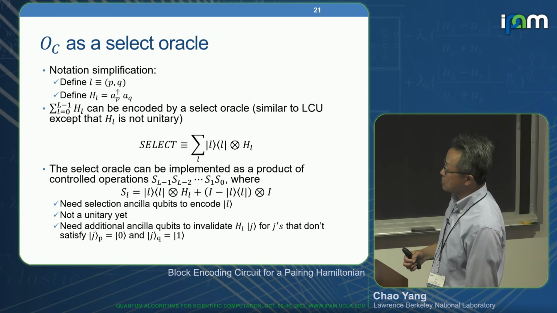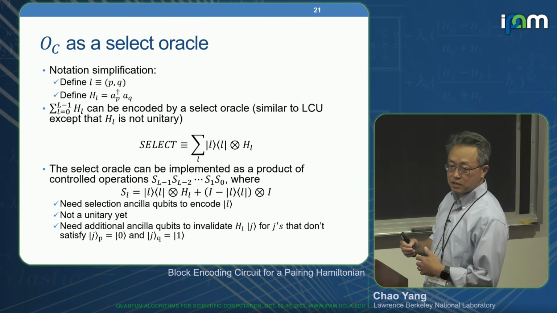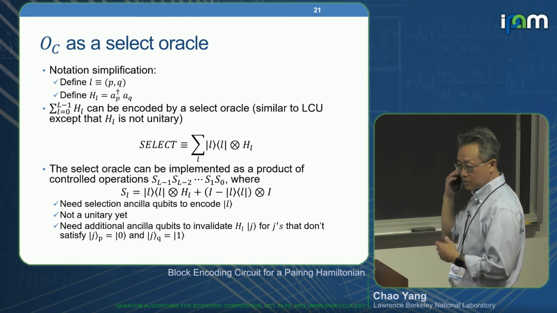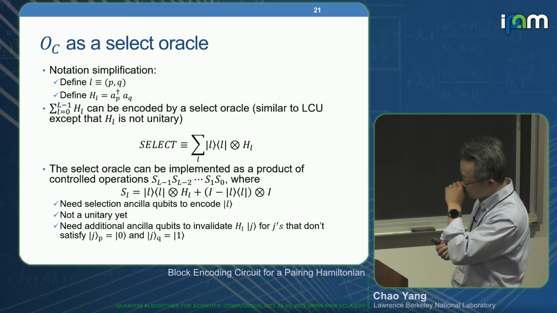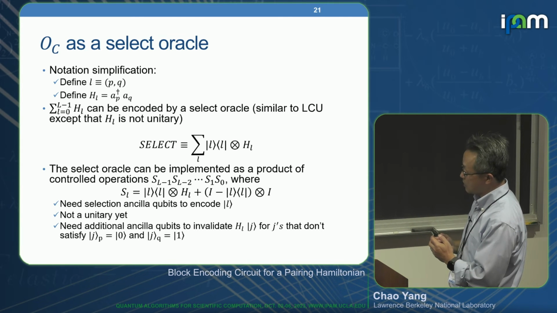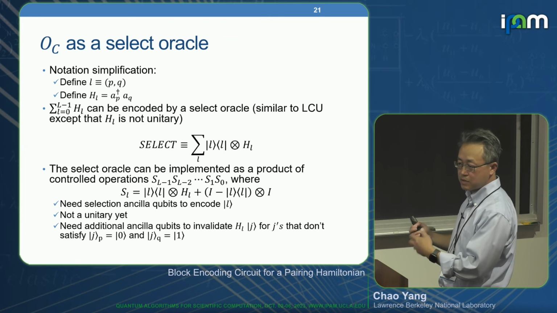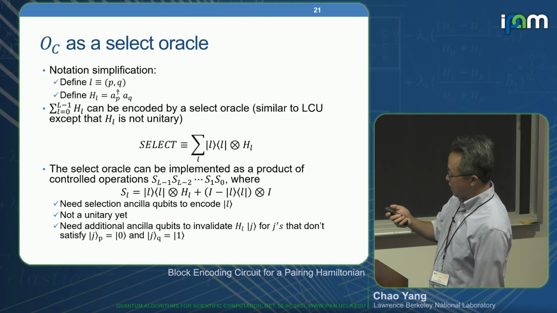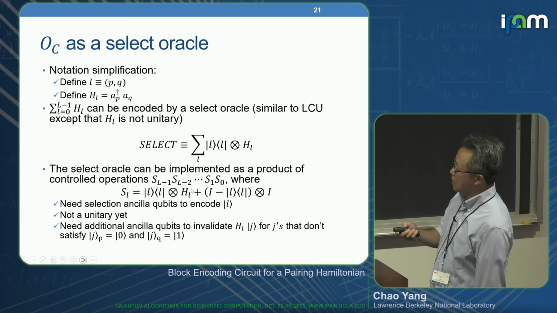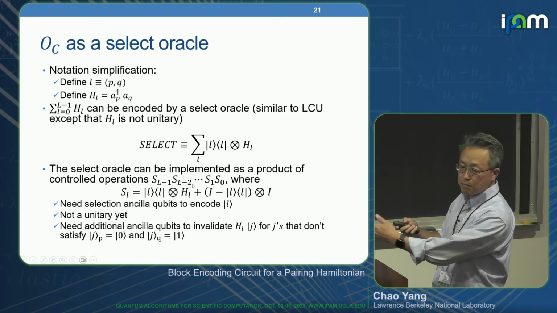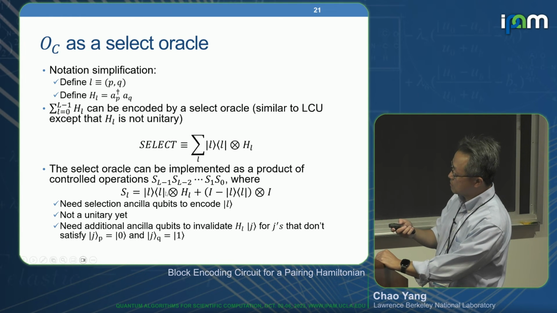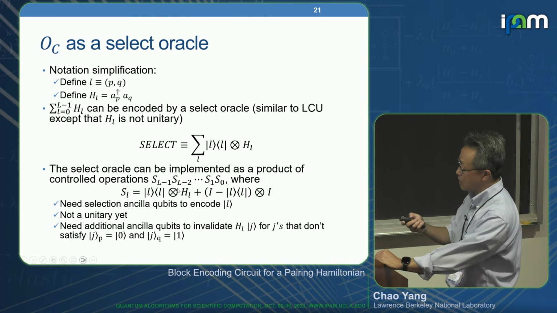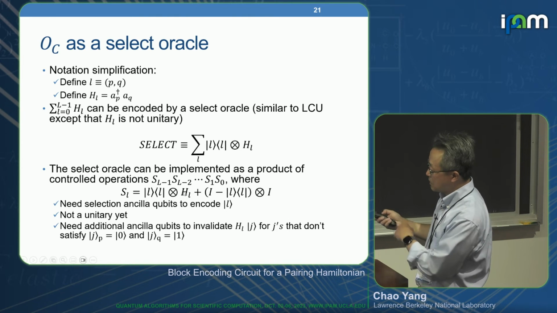Okay. So the non-zero structure is basically a linear combination, the summation of HLs, which are the AP dagger AQs. You can think of that as sort of like a select oracle. In the LCU world, you can encode that by a select oracle, except that HL here is not necessarily unitary. So to implement the select, you can turn this summation into a product. Basically this is a way to implement a select oracle. You take the projector tensor product with HL plus its complement.